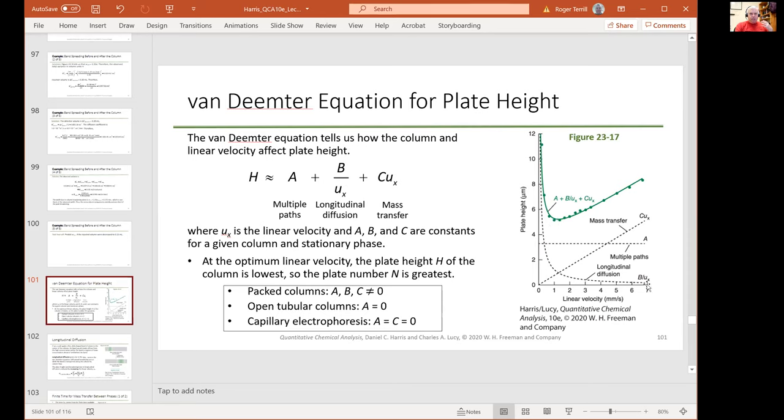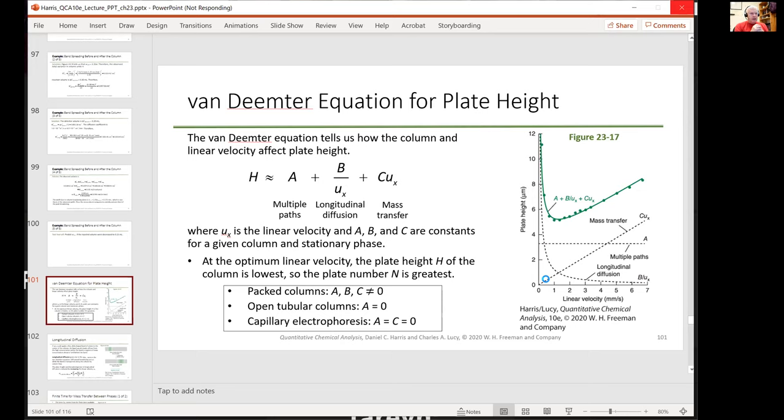So that's the vertical axis. The horizontal axis is linear velocity, right? And that's the velocity of, I'm not sure if it's solvent or solute. But let's say it's solvent. No, it's probably solute. Anyways, so that's how quickly something gets through the column, right?